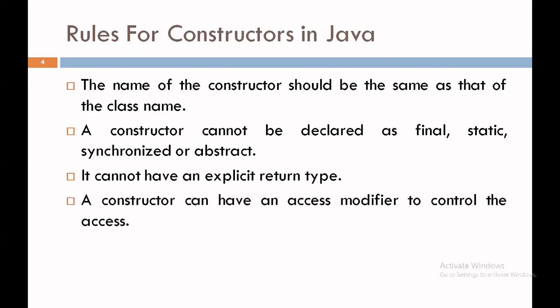Then a constructor can have an access modifier like public, default, private, protected. And these access modifiers are used to control the access of the constructor. So these are the rules. You should follow these rules while creating a constructor in Java.